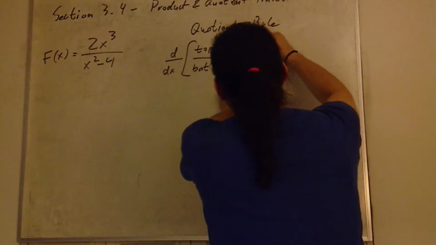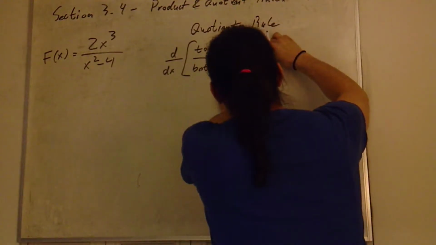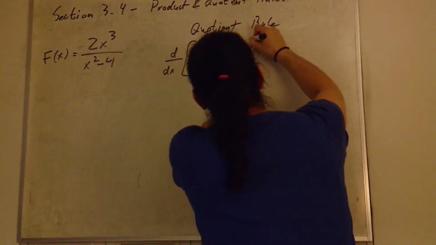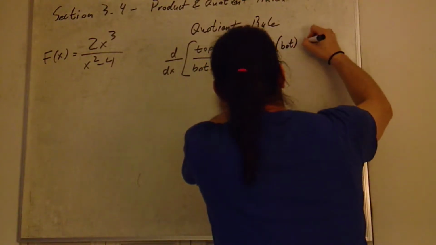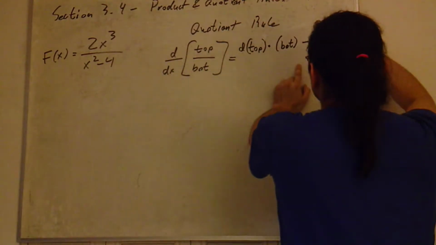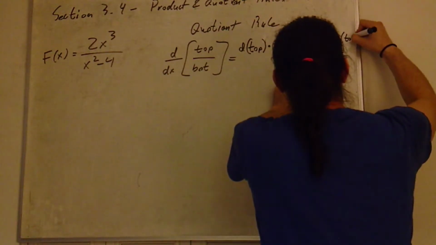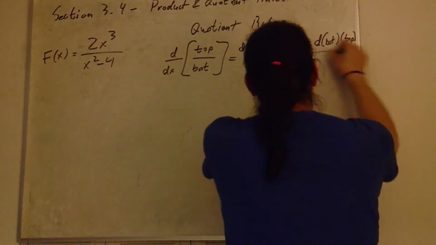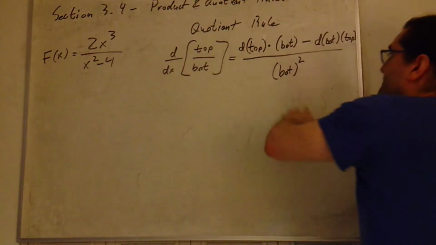the top prime, or we'll say d. Derivative of the top times the bottom minus the derivative of the bottom times the top divided by the bottom squared.